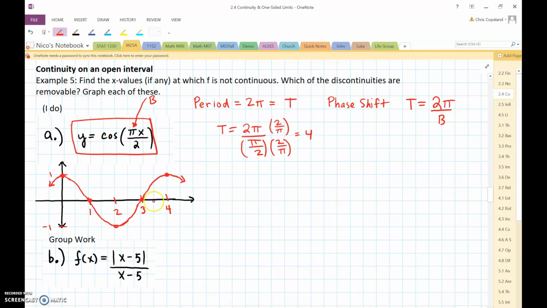Okay, so looking at this graph, is it continuous? Yes. So we would just write continuous. Okay, and then since there's no discontinuities, we don't have to talk about whether it's removable or non-removable.